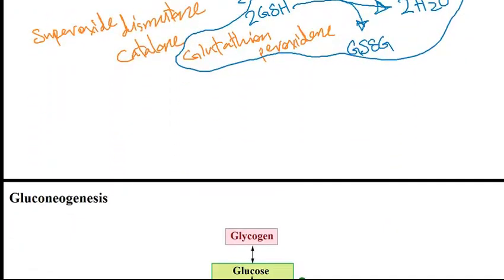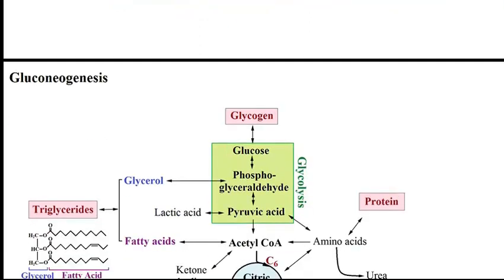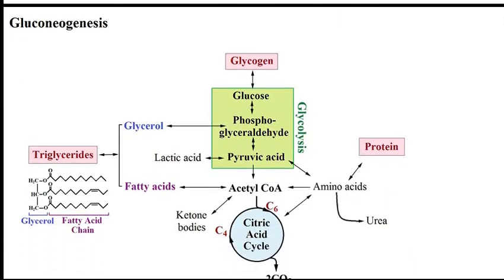Alright, so that's about it of the topic of pentose phosphate pathway and how it would help produce the reducing form of the glutathione that helps defend against reactive oxygen species. The next topic is gluconeogenesis.